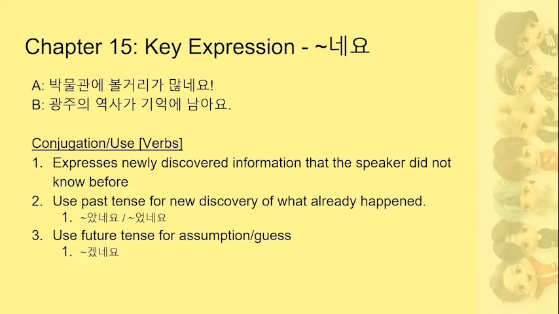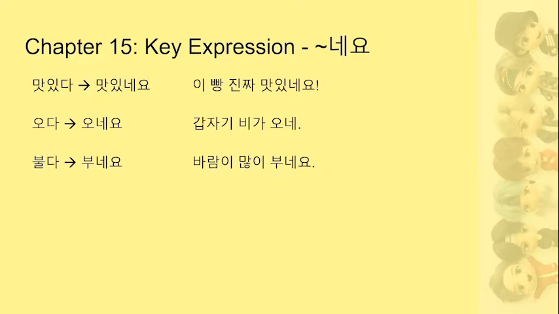So 네요 format is for expressing newly discovered information that the speaker did not know before, and it can also sometimes show surprise. This can also be used in past tense or in future tense. So present tense is what we've already seen in the example sentence. For past tense, it means that you newly discovered something that already happened in the past. So for that, you're not going to use 네요, you're going to use 았네요 or 었네요. You can also use the future tense to make assumptions or guesses about what you think will happen based on other information that you have. And that format is 겠네요, because that 겠 indicates future tense. So 겠네요. So let's look at some conjugations.